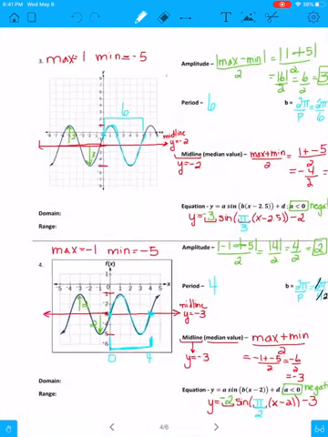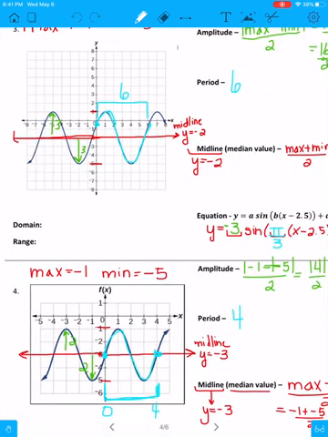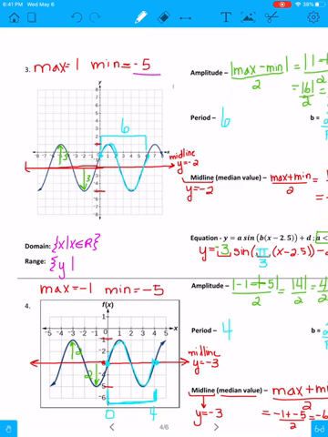Next page. The domain of this graph, it goes on for life to the left and to the right. So the domain is x such that x is an element of the reals. My range is y such that my minimum, which is -5, is less than or equal to y, is less than or equal to my maximum, which is 1, YER.